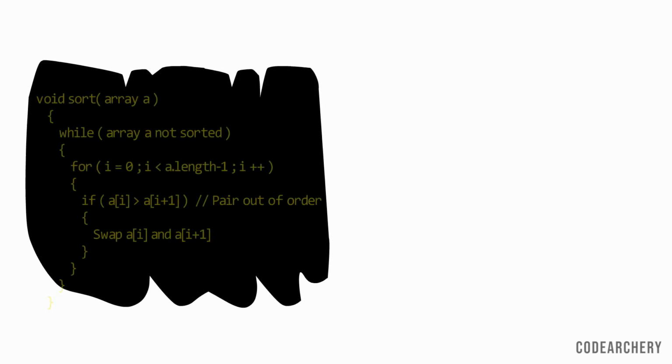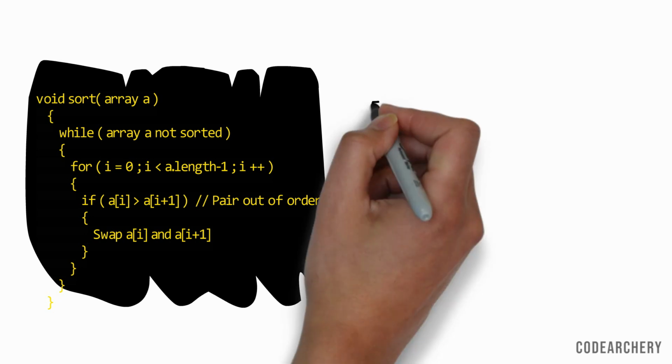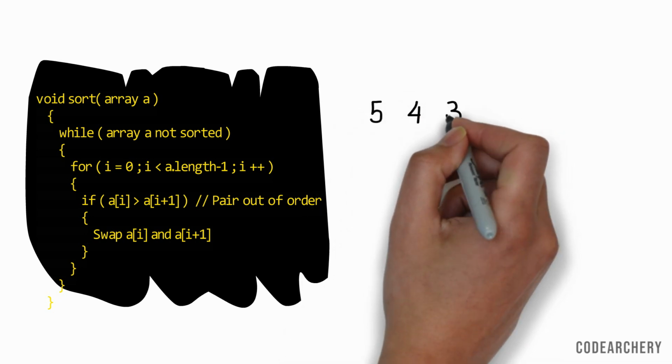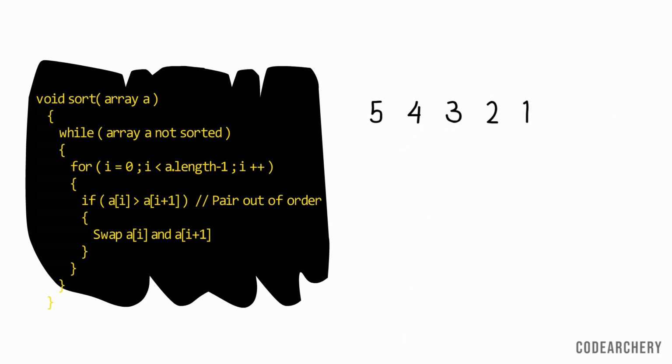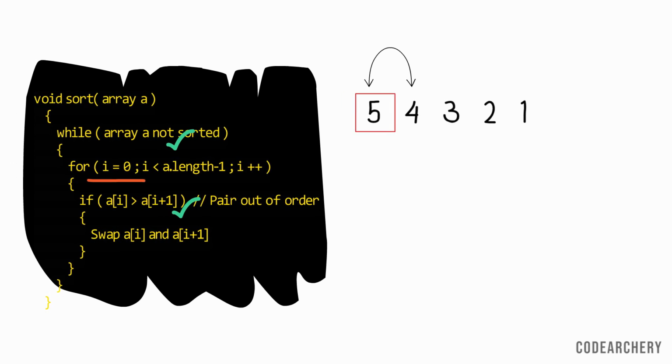So let's quickly recap bubble sort algorithm. So this is our pseudocode. Let's provide the worst case input, that is inverse sorted values. Now the first condition is true, our array is not sorted. Now i equals 0, that is a of i is our first element, that is 5. So is 5 greater than 4? Yes. So our if condition is true, then we swap.